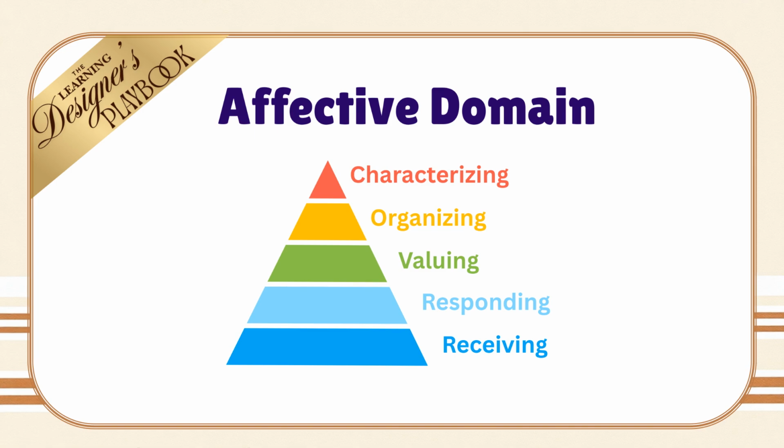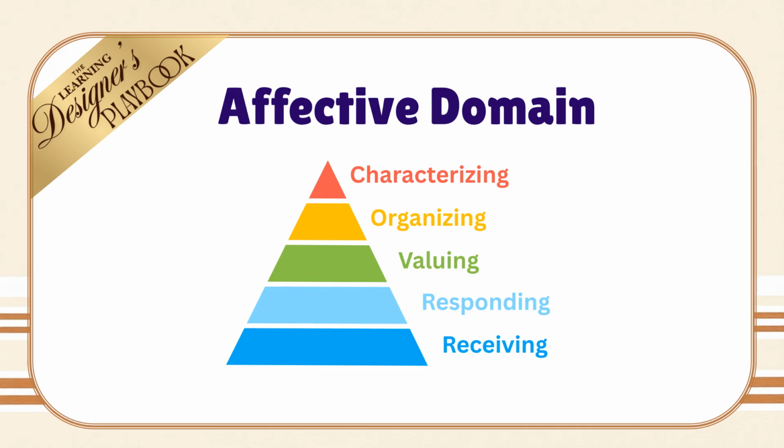The third stage is valuing, which happens when learners begin to attach importance to what they are learning. For instance, an employee who values workplace safety will not only follow procedures but also advocate for them. The fourth stage is organizing, where learners begin to integrate new values into their existing belief systems. They might, for example, prioritize sustainability and reorganize their decision-making process around environmental impact.